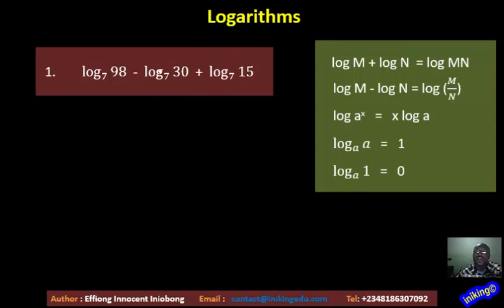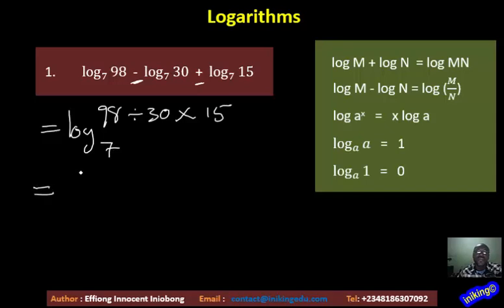Now the first 2 laws can handle this immediately. Where we have minus, we are supposed to divide. Where we have a plus, we are supposed to multiply. So writing this as a single logarithmic expression, we'll say this is logarithm. 98 is positive, so we'll have it there. Now this is minus, it means you're going to divide by 30, and then plus means you're going to multiply by 15. Remember, to base 7.